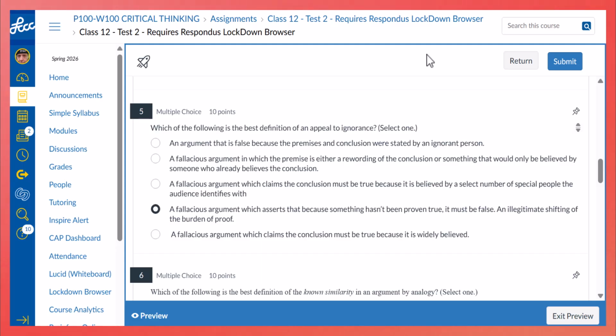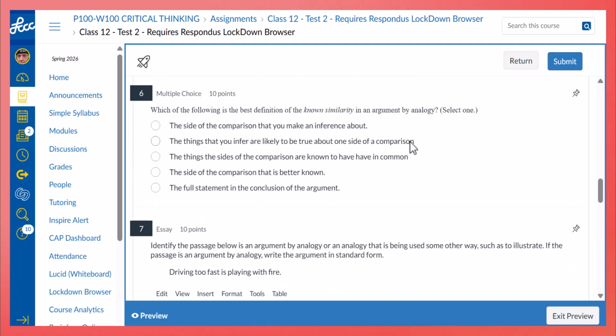So the remaining test questions are about argument by analogy. We've got two more multiple choice. I'm sorry, we've got one more multiple choice, which is about the definitions involved with the parts of an argument by analogy. Remember, I said that when you have an argument by analogy, you always have certain parts. You have a known similarity, an inferred similarity, a reference analog, and a target analog. So this time, known similarity came up. And the answer here is the sides of the comparison are known to have in common, right?